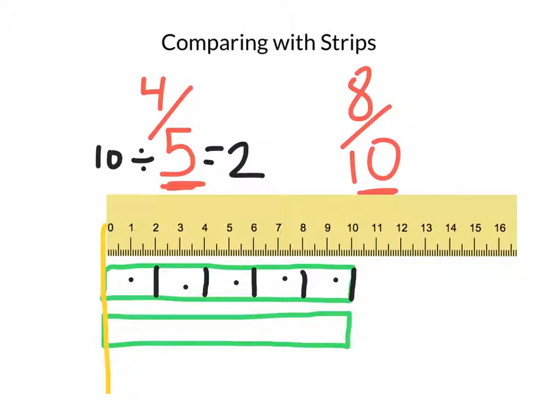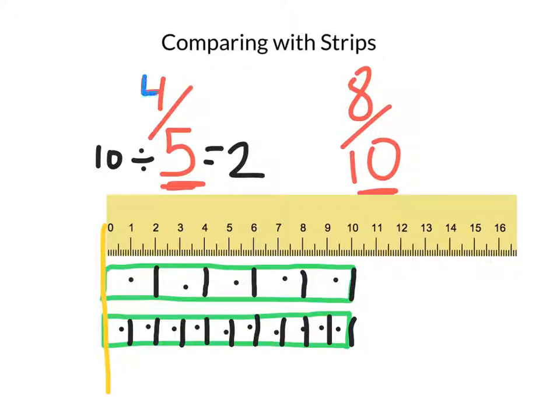And for my 8/10, I know since it's 10 centimeters long, 10 divided by 10 is 1. So I'm going to make a mark every 1 centimeter. As neat as I can using this ruler. There. And now I have 1, 2, 3, 4, 5, 6, 7, 8, 9, 10 equal sections. Now it's time to compare.